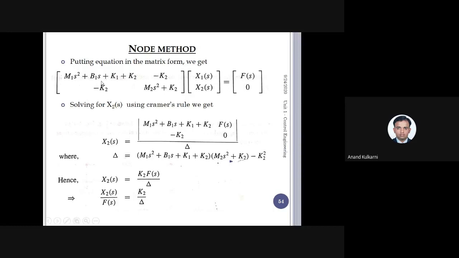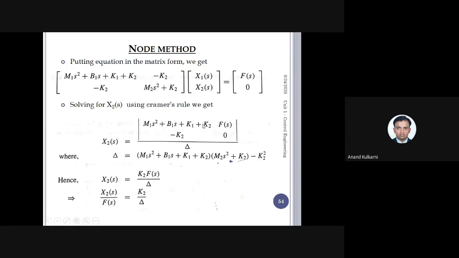If we just observe, this first column term are retained as it is. The second column term are replaced by f of s and 0. You write this, then divided by determinant. What is determinant? This into this minus this into this. If I take a1, b1, a2, b2, then a1 b2 minus a2 b1. So this cross multiply you do, then that becomes your delta. That is nothing but the determinant.